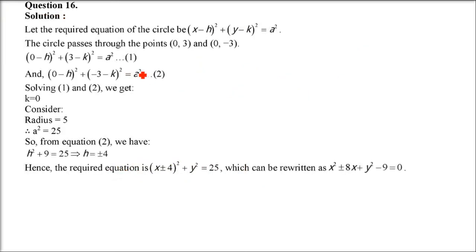Now coming to question number 17. Actually in the book it is 17, here I am showing it as 16 for continuation. Find the equations of the circle passing through the points on the y-axis at a distance 3 from the origin, having a radius of 5.